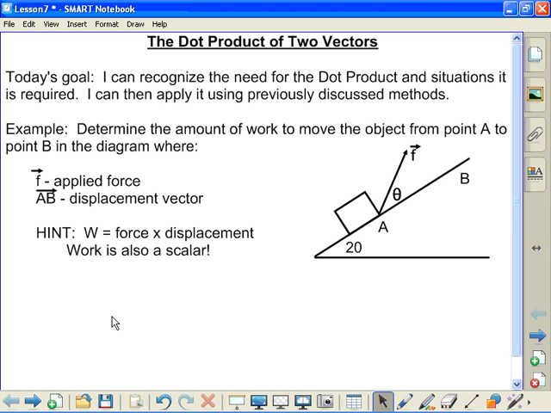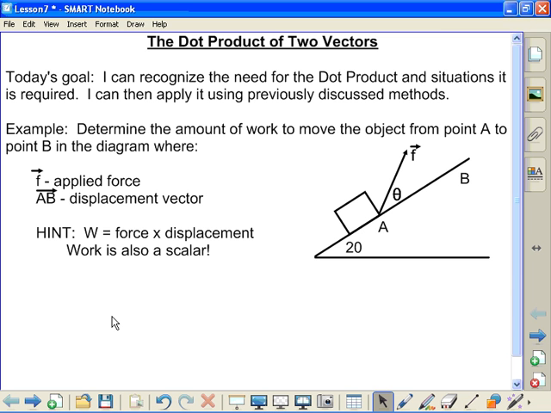Today's topic is the dot product of two vectors. So what's today's goal? By the end of today, after doing the note, looking at the homework, practicing, getting help, I want you to be able to recognize the need for the dot product and the situations when it's required. And then I want you to apply them using previously discussed methods. Okay? So you want to be able to identify when to use it, and then I want you to be able to use it.